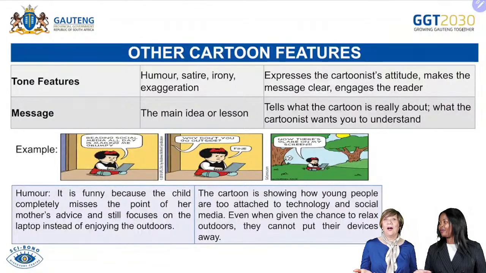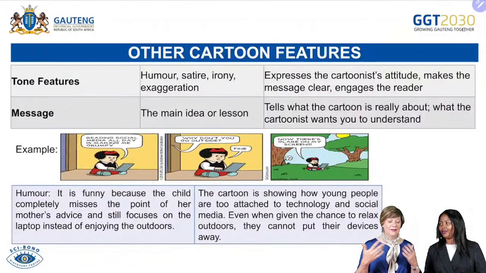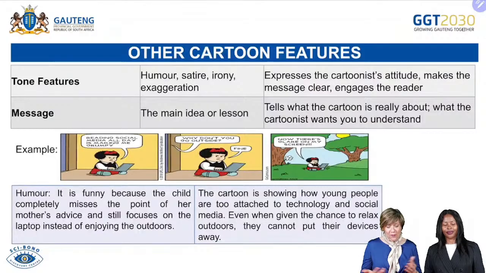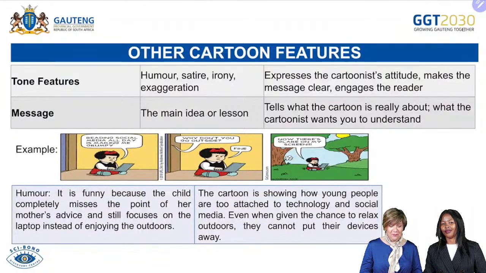So if you look at it, remember our girl that went outside for the message? Let's quickly look. The whole idea is obviously that she had to go outside and enjoy the outdoors. But she's taking her laptop with her and obviously showing us that she can't work outside because there's a glare. Now, the cartoonist is trying to show us that young people are too attached to technology. They can't seem to be able to relax.